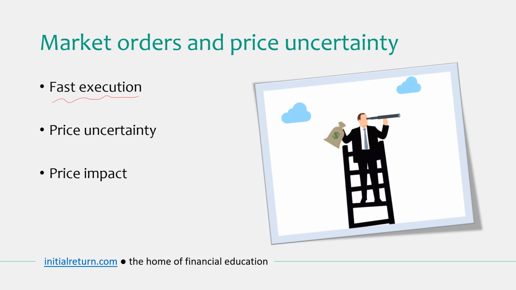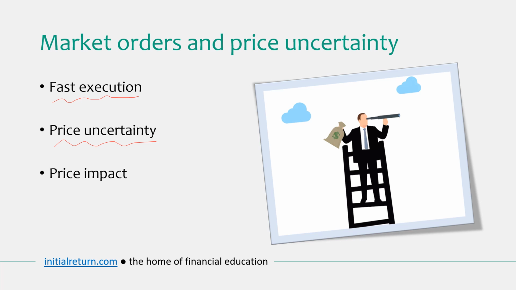Okay? But it entails some price uncertainty as well. It doesn't have to be a lot. So it doesn't mean that the trader doesn't have a clue about the price, but it means that the trader may not get the price that he or she sees on the screen, right? So we've seen those top of the book best bid and best ask prices. So the trader may not necessarily get them. And there are two factors that are involved here.